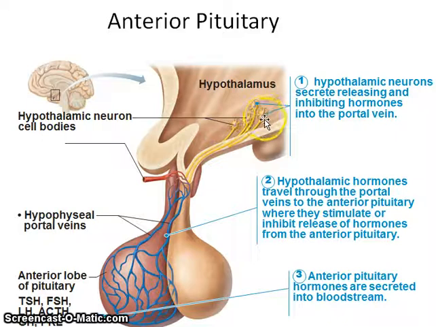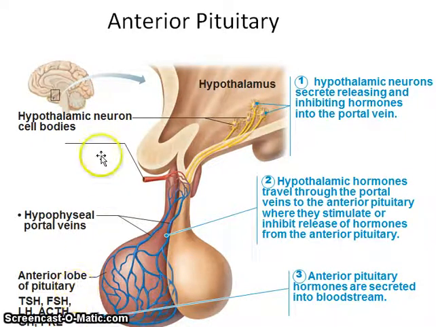They are going to generate an action potential and then release some of their hormone, in this case growth hormone releasing hormone, into the hypophyseal portal vein. That will carry growth hormone releasing hormone to the anterior pituitary, and there it will stimulate the release of growth hormone.